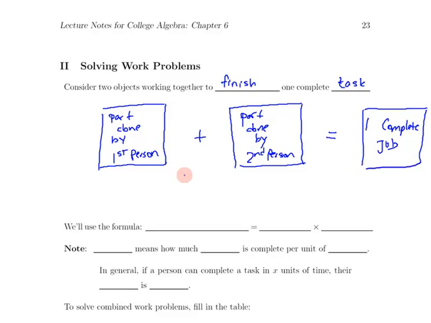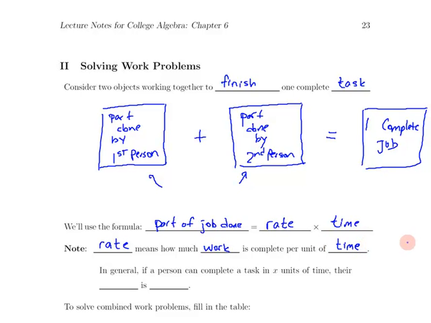Right? So how do we calculate what fraction is done by each person? We're going to use the formula that the part of the job done is equal to how fast they work, right? How much of the room I paint for every hour that goes by. It's like my miles per hour. It's my room per hour. How much of the room per hour do I paint? Times how long I actually paint. So rate, again, means how much work is complete per unit of time.